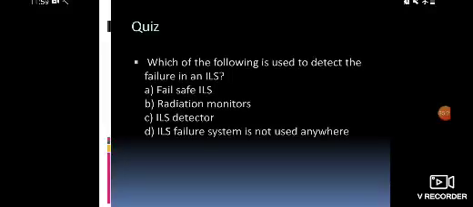Next, which of the following is used to detect a failure in an ILS? If there is any error or failure in our ILS, what is going to detect it? The first option is fail safe ILS, or radiation monitors, or ILS detector, or ILS failure system, which is not used anywhere. Please note this question.